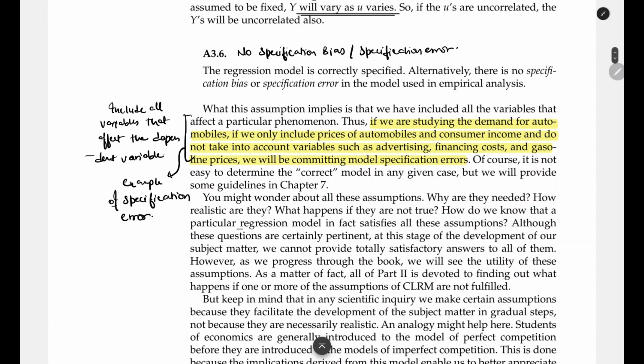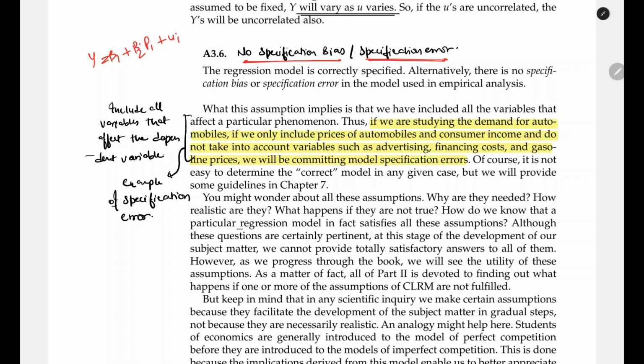It says that there is no specification bias, or specification error, in the model. What does specification bias or specification error mean? That we have missed a crucial variable that could have impacted our model. Say if we talk about the demand and prices model, we say that our demand is y and our prices are, here we put pi instead of xi. Here we put beta 2 and beta 1 plus ui, right? This is a multiple regression model problem.